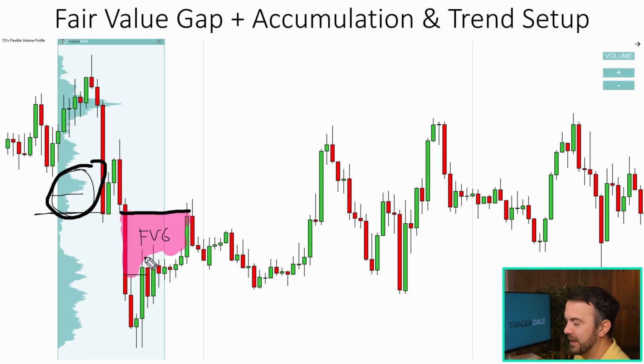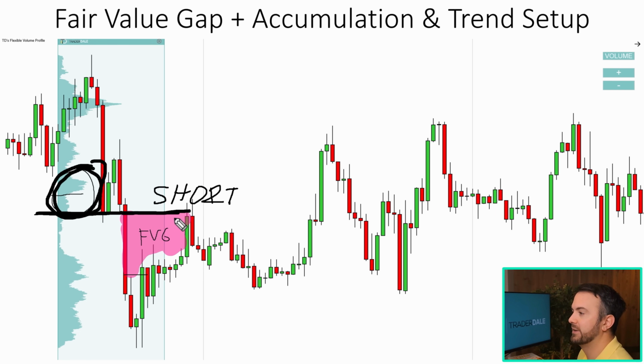But since I have that fair value gap here, I know that I want to trade from here, because the beginning of this bigger volume cluster aligns with the beginning of the fair value gap. Now, it doesn't need to be exactly the same spot, exactly to the pip, but more or less the same area. So when they align, it is a strong signal to enter your trade from there.